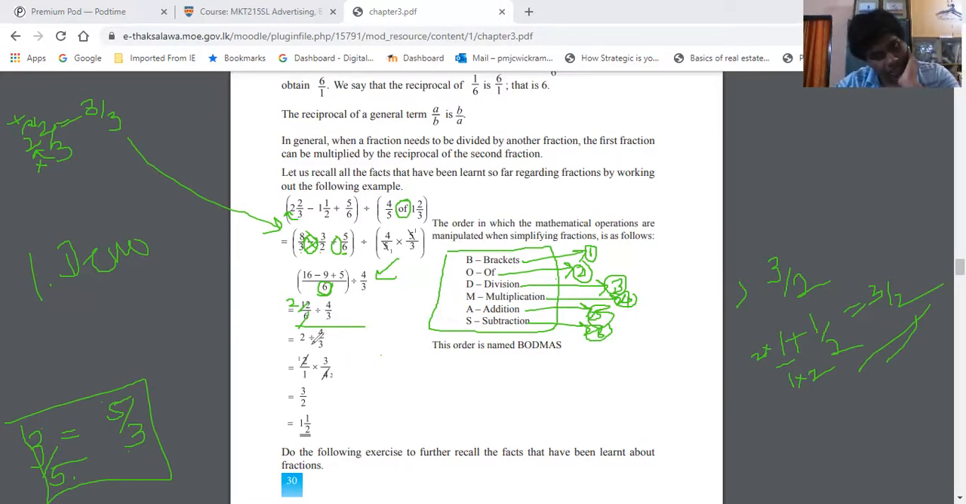Then in division, we always know the number 1 step in the division method is to find the reciprocal. When we do the reciprocal, now it's 3 over 4. 3 is the numerator, 4 is the denominator. Then we are multiplying straight away. This 2 gets cancelled off with 4, giving 3 over 2.